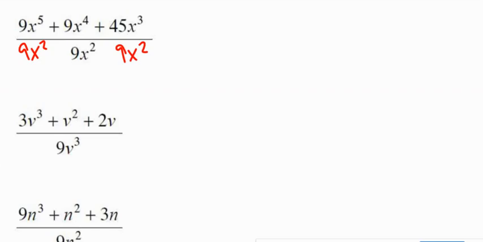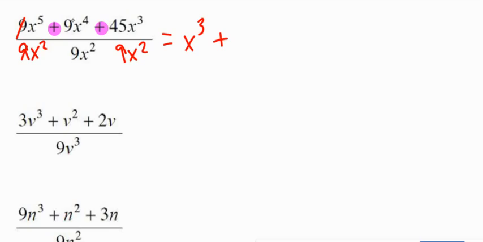Big difference here is now, in this case, we have these plus signs. And those just don't disappear. We just have to keep those within our work. So if we look at the first term, 9x to the 5th divided by 9x squared, my 9's can cancel. 9 divided by 9 is 1. And now I have x to the 5th over x squared, which is the same thing as x to the 5 minus 2, which is the same thing as x cubed.